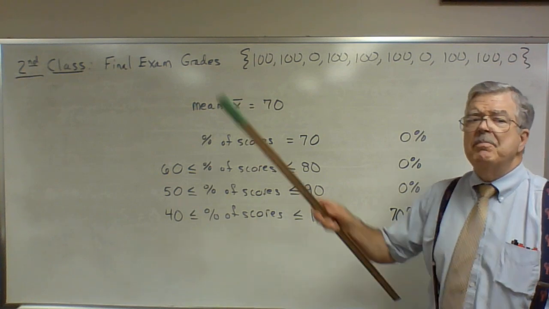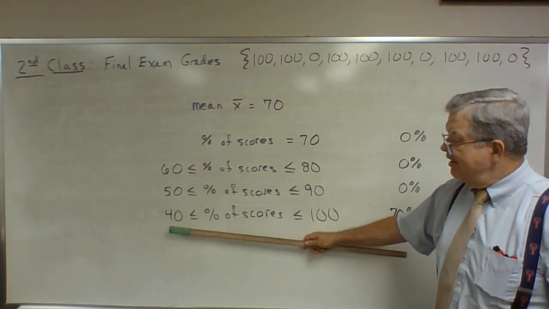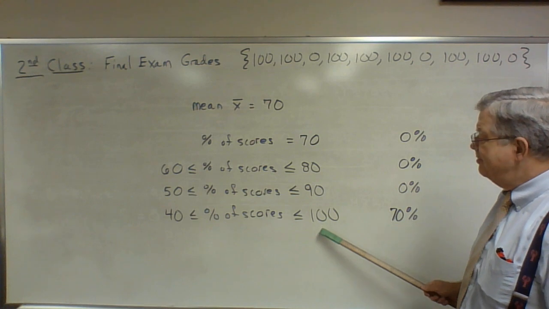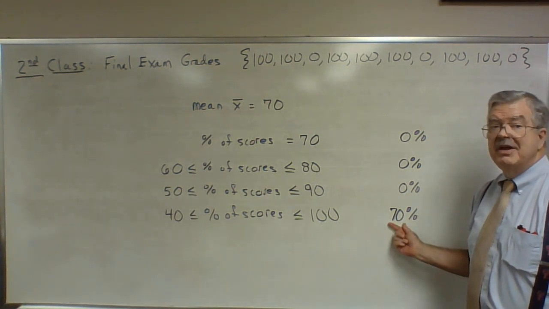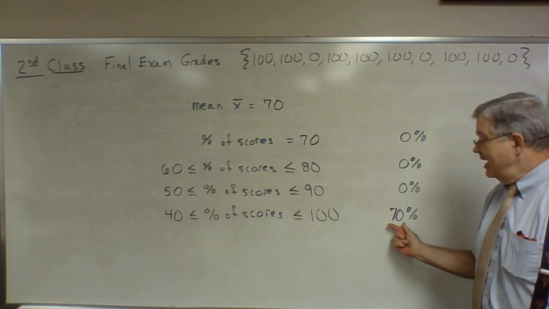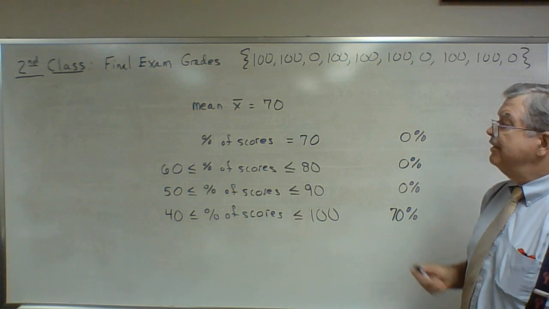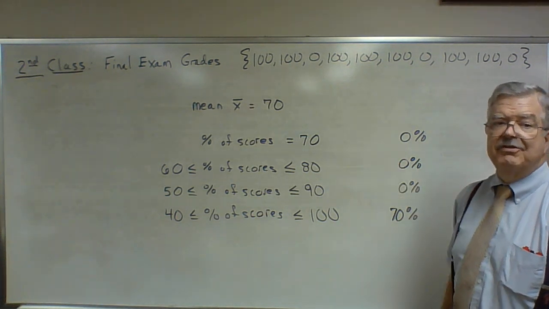And then when we opened up the category even further and had the interval of 30 points below the mean and 30 points above the mean, only 70% of the class had a test score in this interval. This is also an abnormal distribution of test grades.